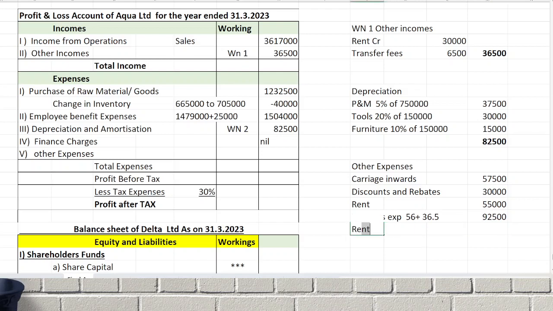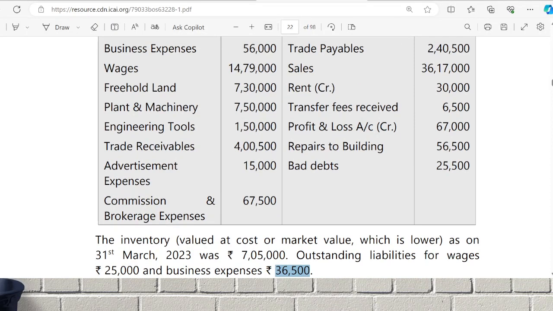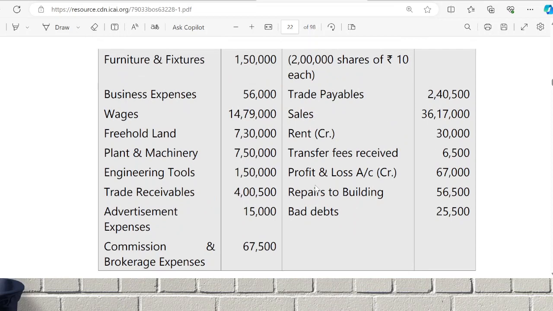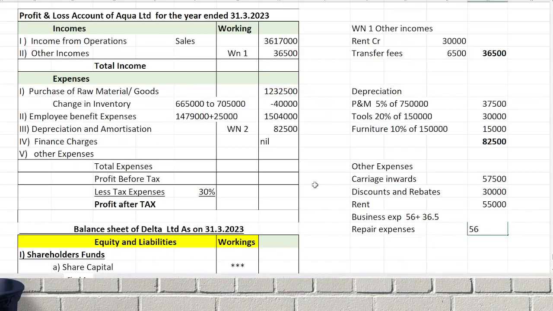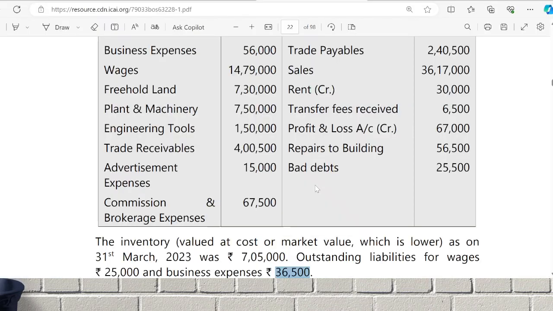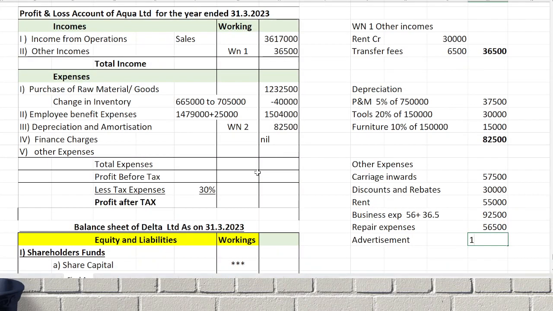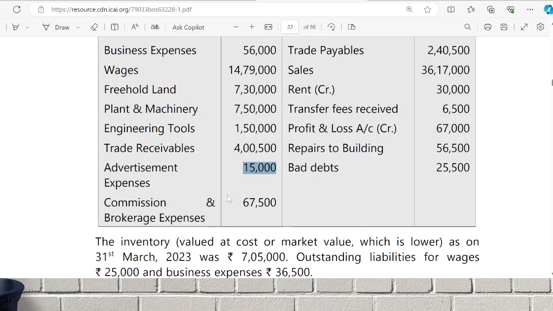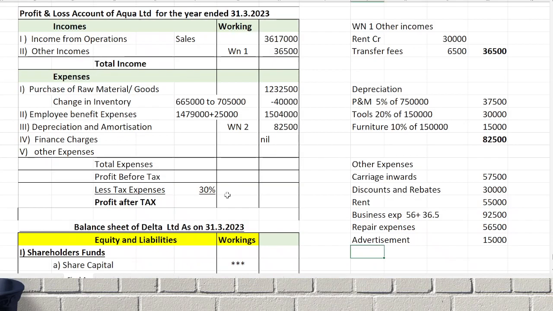Then, is there a repair expense? Repair expenses 56,000. Then advertisement expenses 15,000. Advertisement expenses 15,000. What is the next one? Commission and brokerage 67,500.